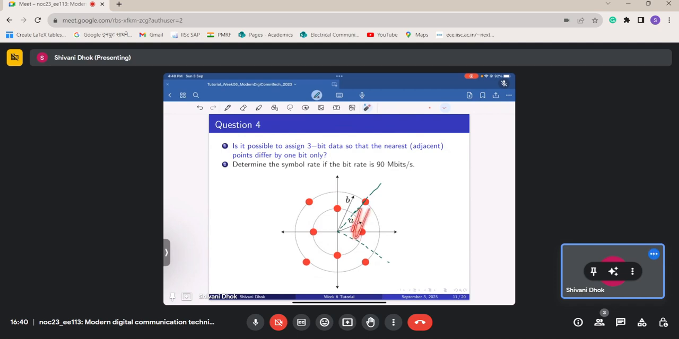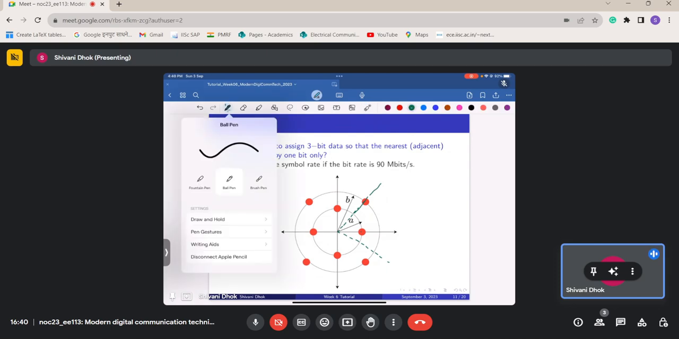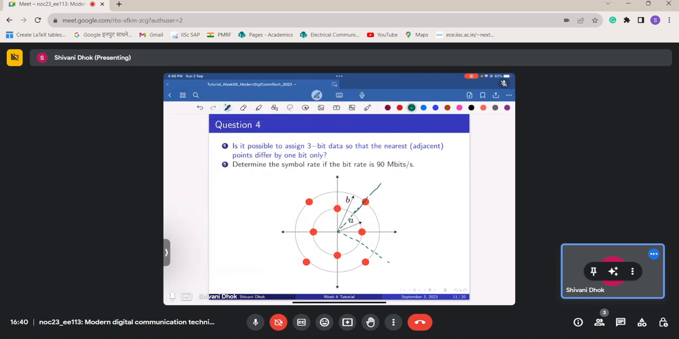So this region will be the decision region for this. If my point lies in this region, then it will be this point. Otherwise it will be something else. Similarly, the decision region for this point, which is here, is basically something like this. Then the decision region for this point will be something like this, and this will be the decision region for this. So these are the decision regions for the first PSK signal that I am having.